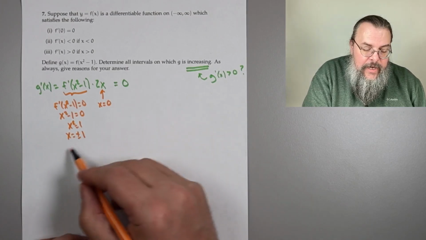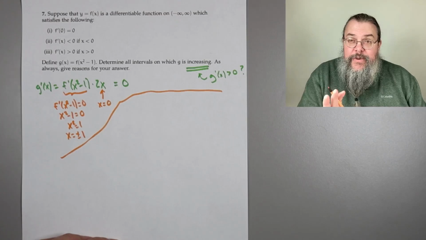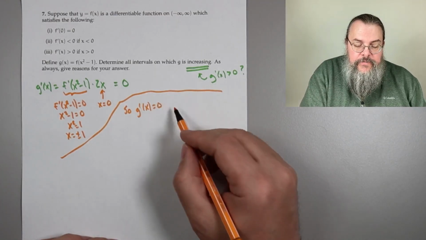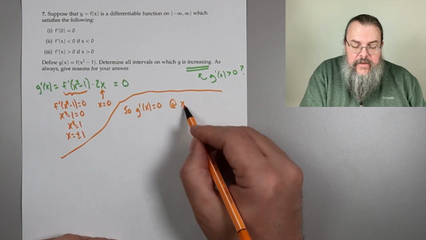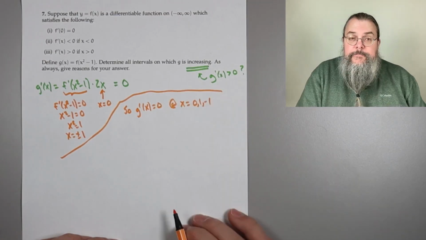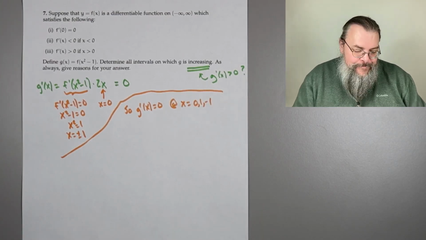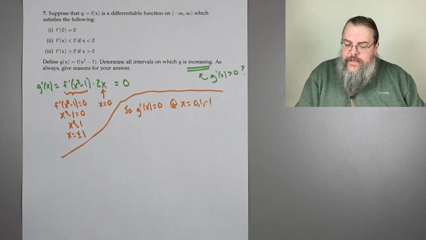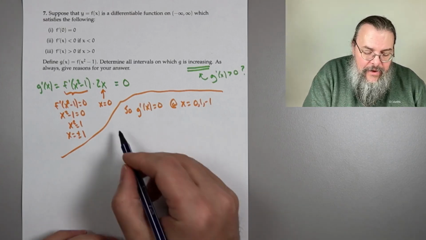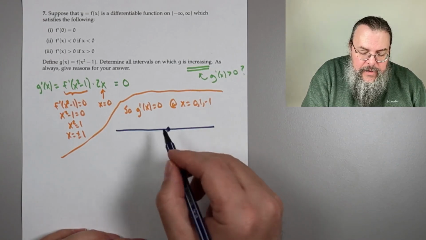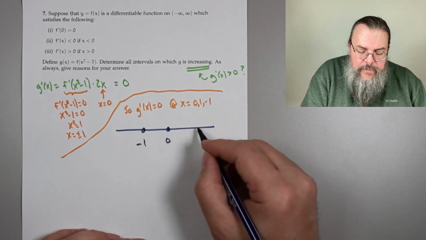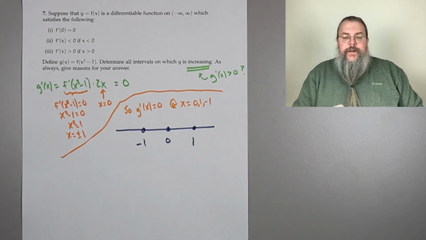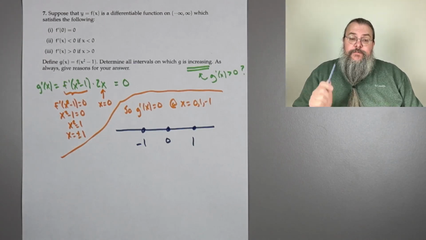Okay, so right now, let's summarize what we've just said. g prime of x equals 0 at x equals 0, 1, negative 1. Why is this helpful? Now that I know those are the 3 points where it equals 0, I can say this takes all the numbers and splits them up into 4 pieces in particular. Let's think about what happens on each piece.